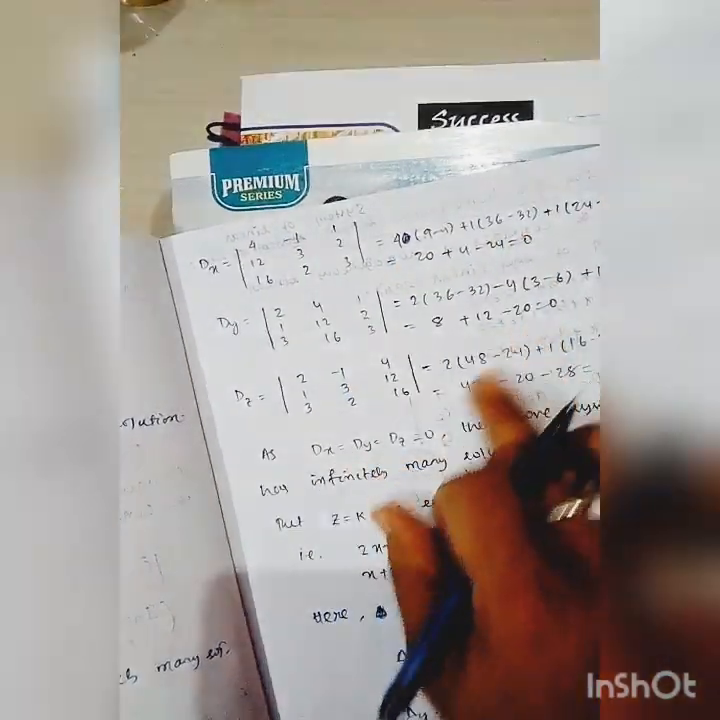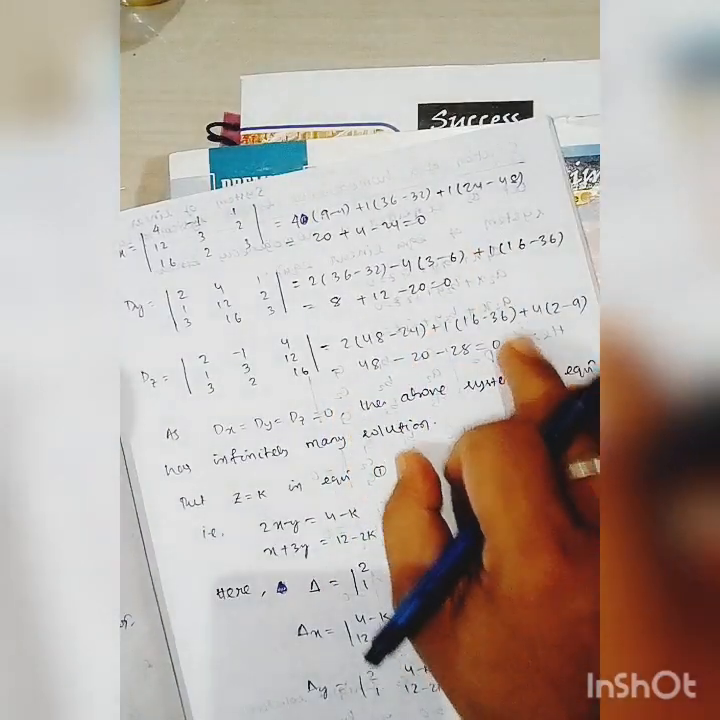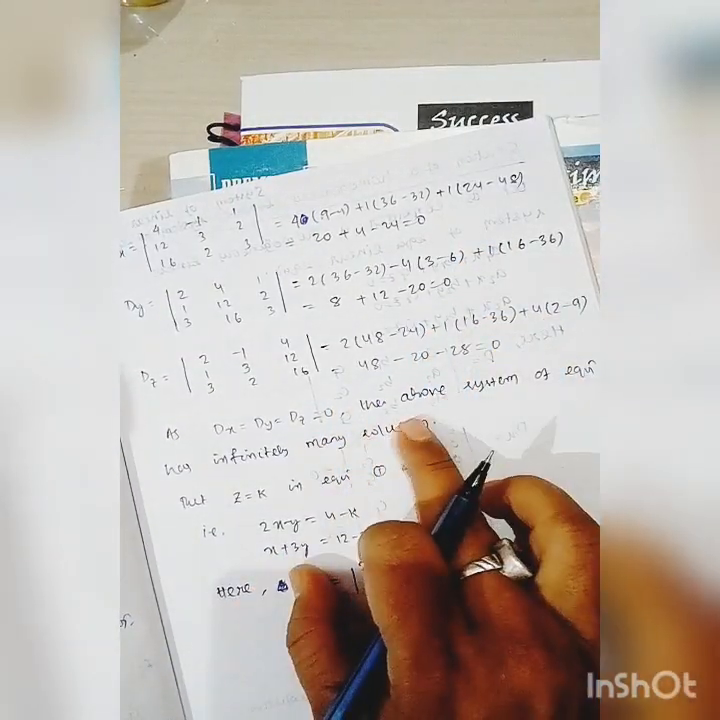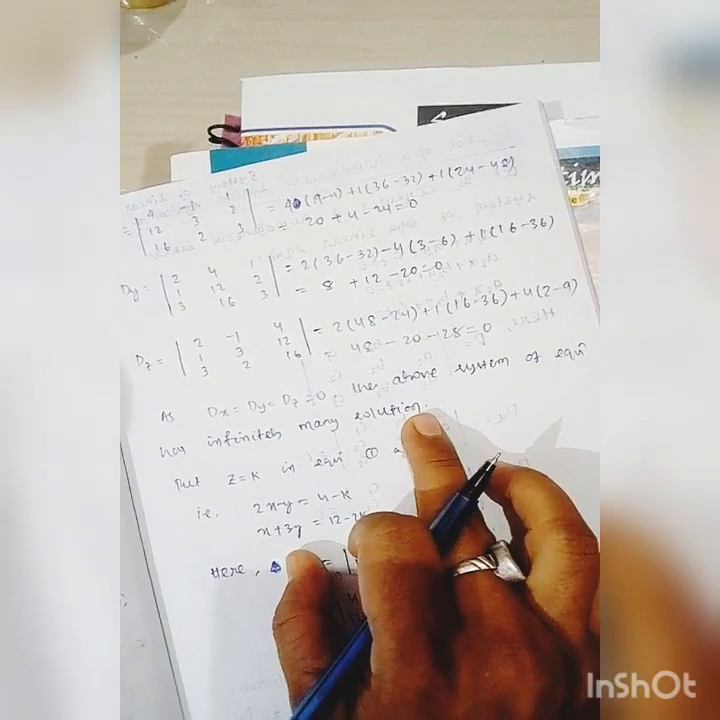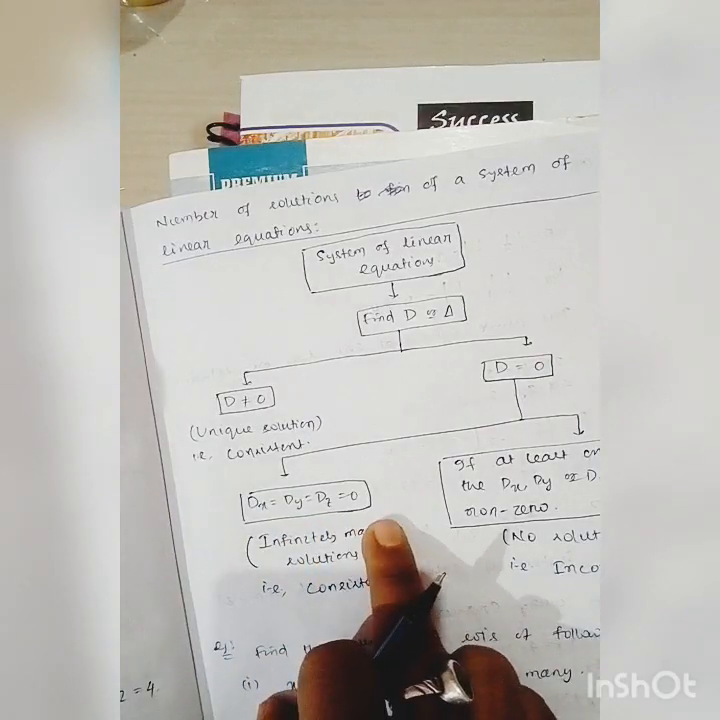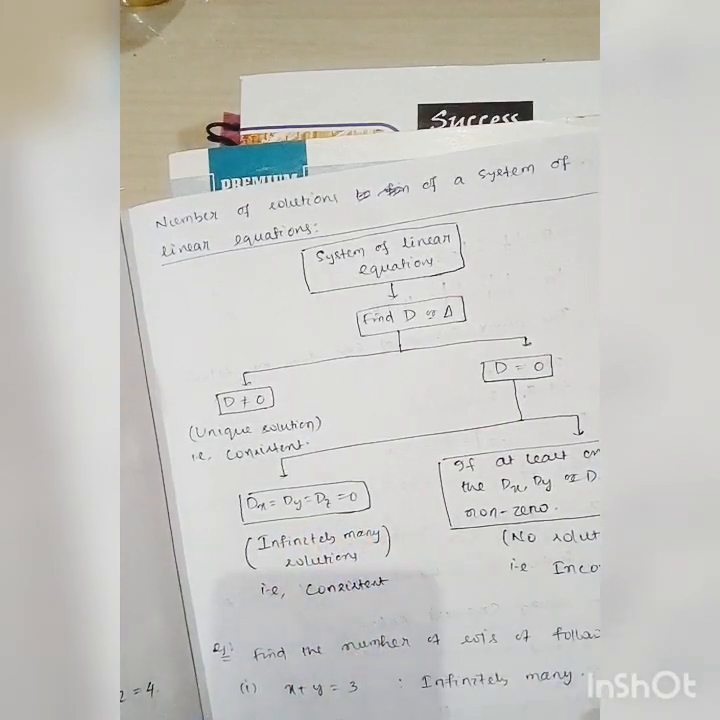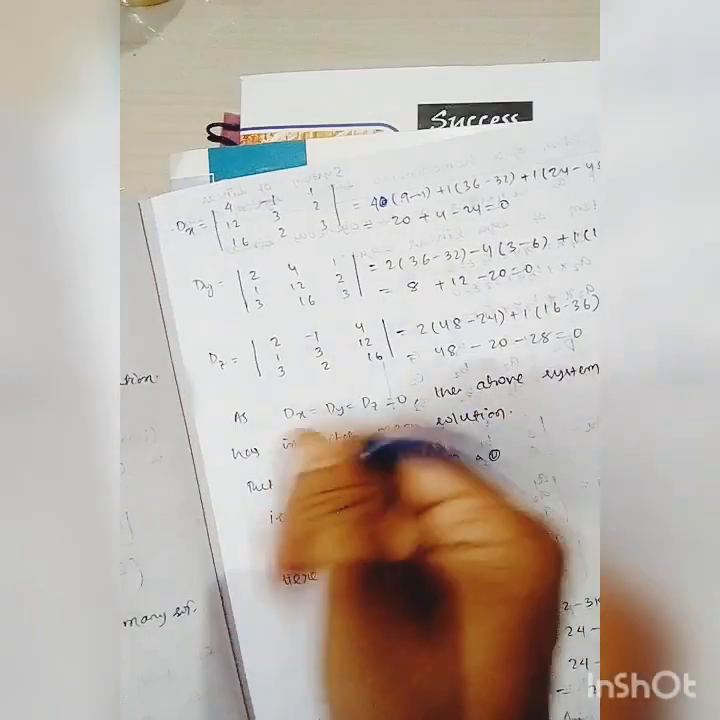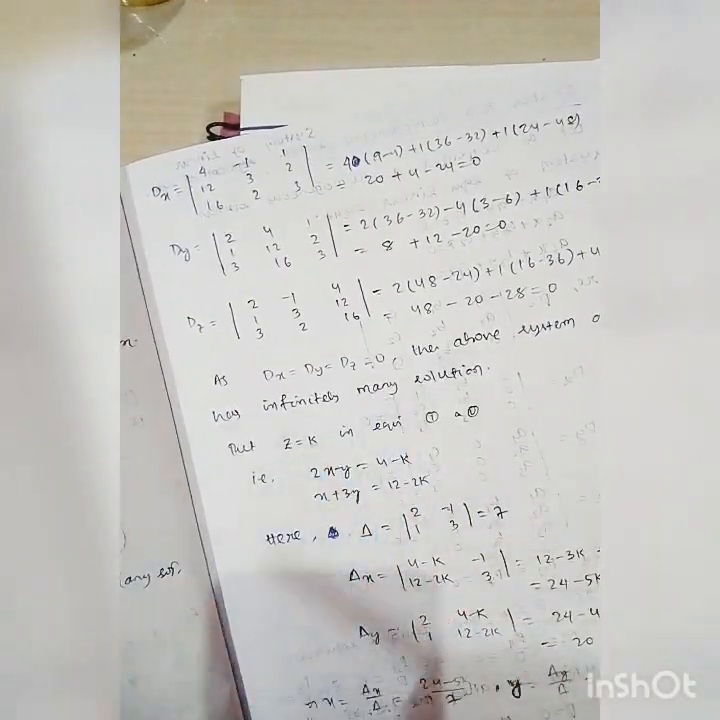So find dx, dy, dz. For all cases dx equal dy equal dz equal to 0. So the above system of equation has infinitely many solutions. By using this algorithm, here d equal to 0 and dx equal dy equal dz equal to 0. So obviously the system of equation has infinitely many solutions. That is, as the system of equation has infinitely many solutions, so a solution must exist.